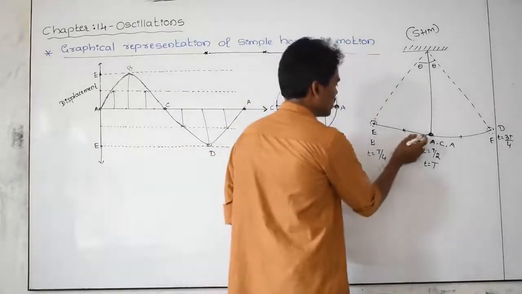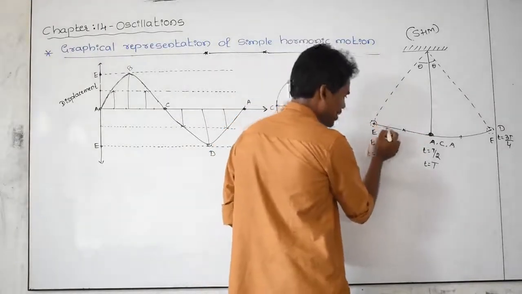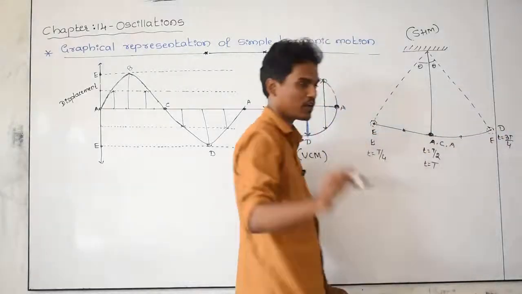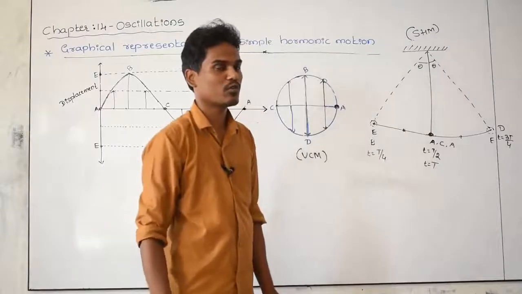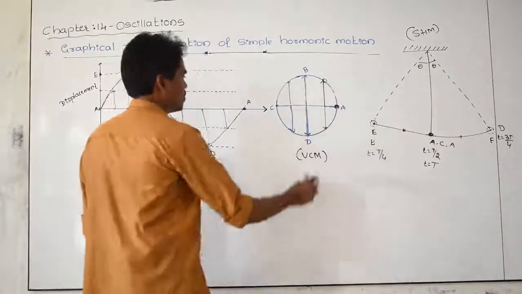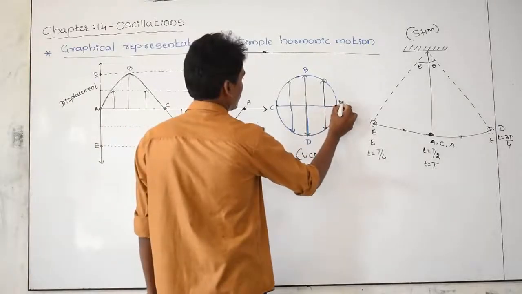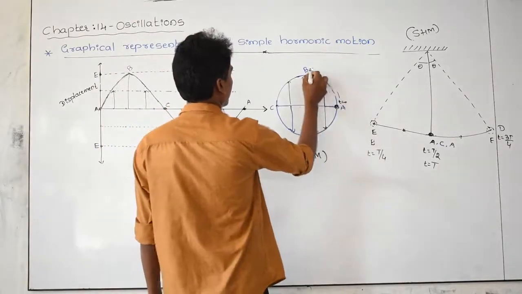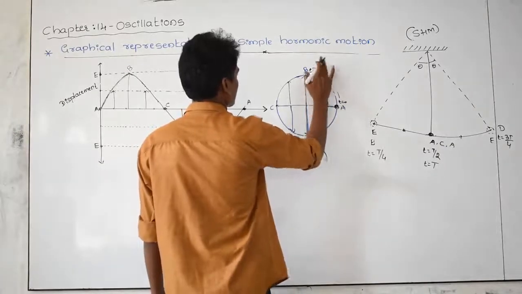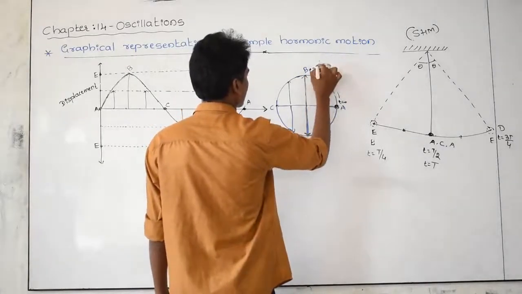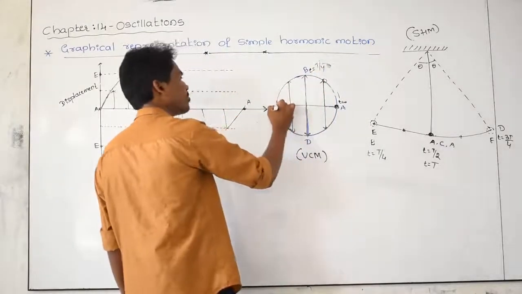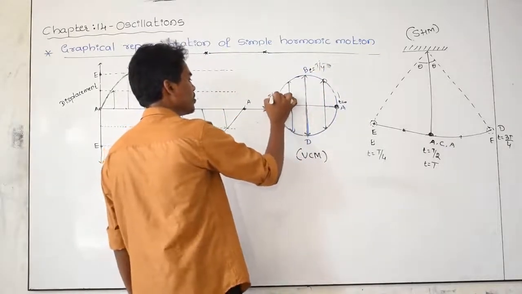Therefore here to here t by 4, again here to here t by 4. For one complete cycle, total time is equal to capital T. And here t is equal to 0, here to here t by 4. Again here to here, again t by 4, t by 4 plus t by 4, that is t by 2.